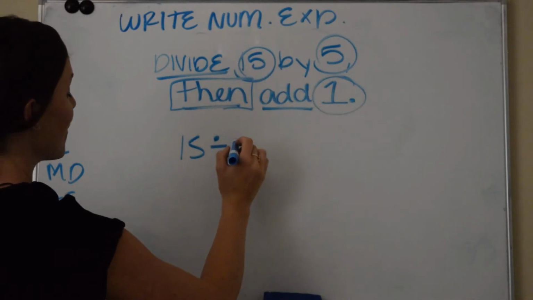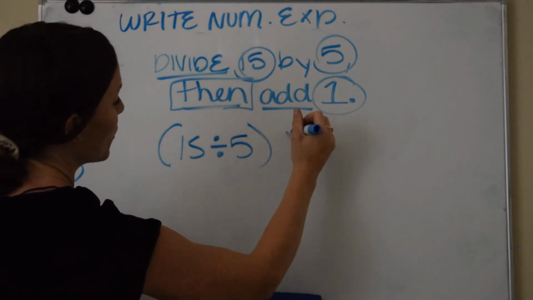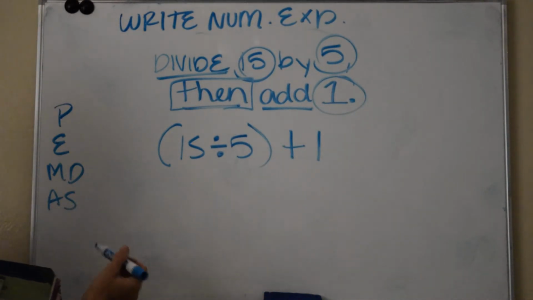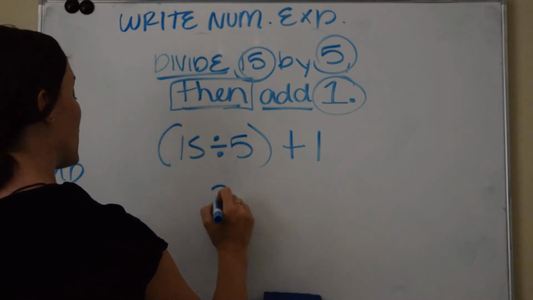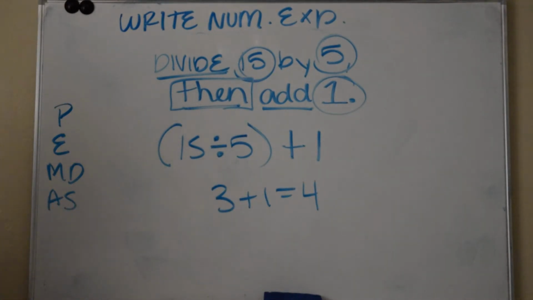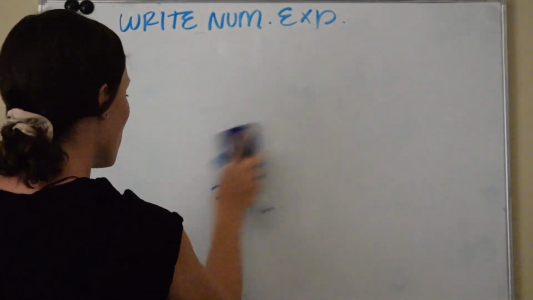Divide 15 by 5, so 15 divided by 5, then add 1. That goes on the outside of the parentheses. And now we can solve. 15 divided by 5 is 3, and 3 plus 1 is 4. And there you go. All right, let's do one more, and then you guys should be good to go.